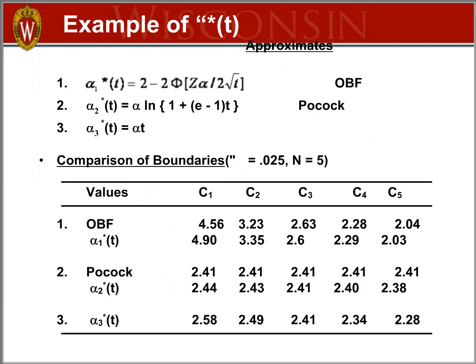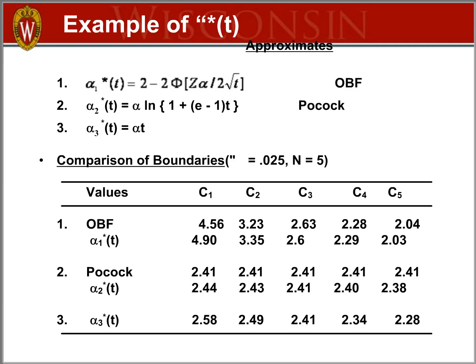Well, there's a lot of complicated mathematics and statistics behind this diagram. We are able to mimic the O'Brien-Fleming boundary by the formula in line 1. We can mimic the Pocock boundary in line 2, and we can come up with other kinds of alpha spending functions. The table just suggests a comparison of the values under one methodology versus another, and they're very close to representing the boundaries that we were looking at previously.